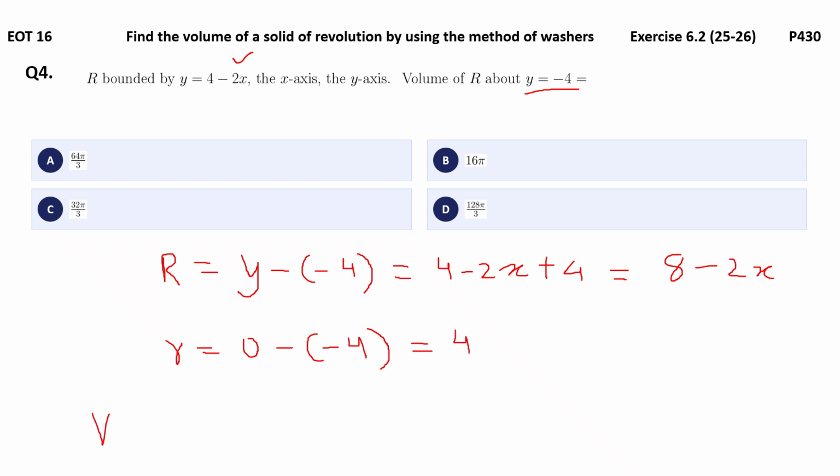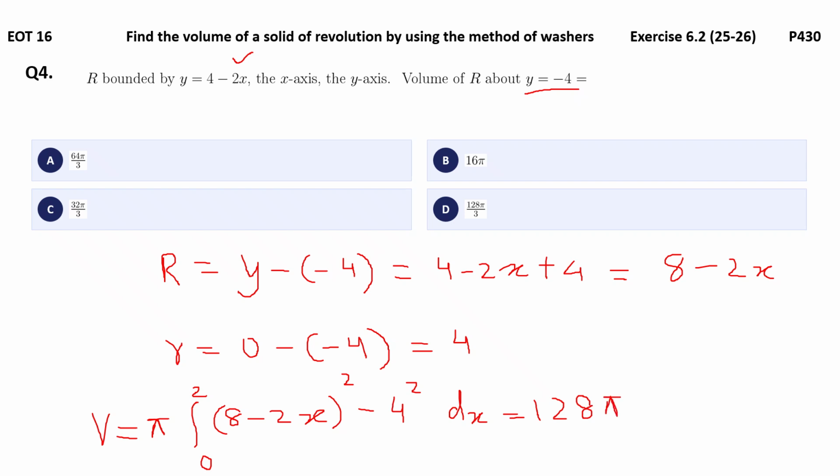And your volume is pi times the integral from 0 to 2. Your outer radius is 8 minus 2x. So (8 minus 2x) square minus 4 square dx, which is 128 pi over 3.